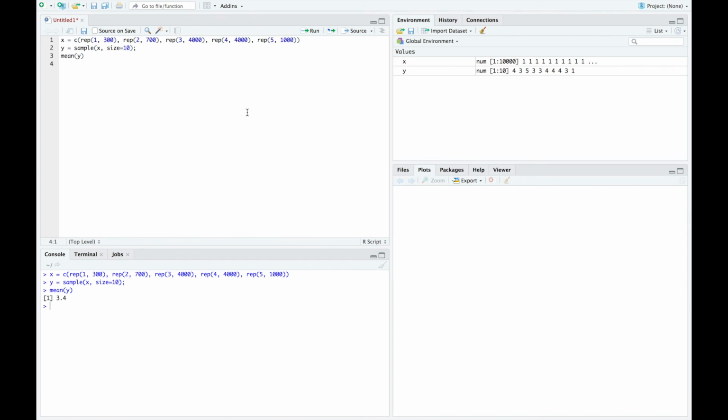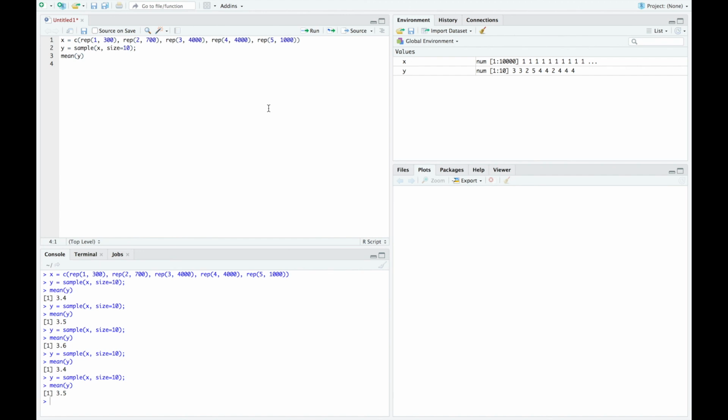And I wanted to get 5 different samples and their means. A second sample gives me a mean of 3.5. A third sample gives me a mean of 3.6. A fourth sample gives me a mean of 3.4 again. And a fifth sample gives me another mean of 3.5.